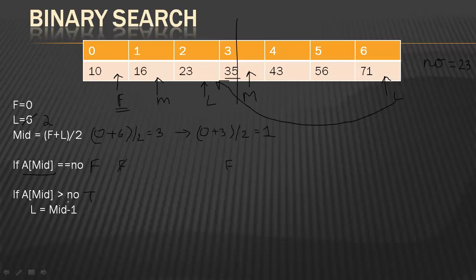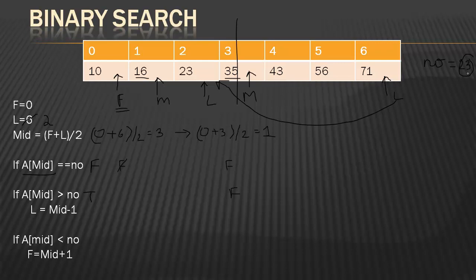Now, is A of mid greater than NO? What is the number at A of mid? 16. Is it greater than what I'm searching for? No. So this is also false. So then what is the next option? That it is less than NO. So if it's correct, 16 is less than NO. So what does that mean to you? Does 23 lie to the left of 16 or to the right of 16?